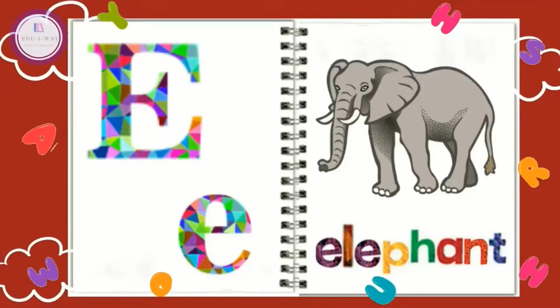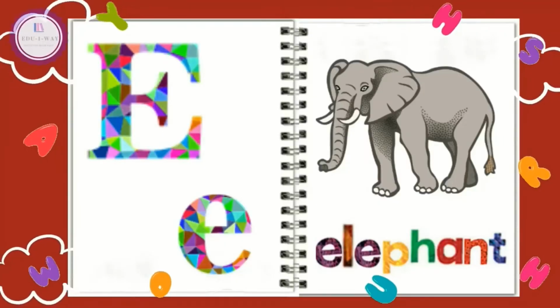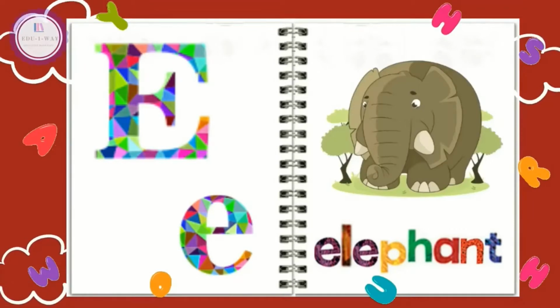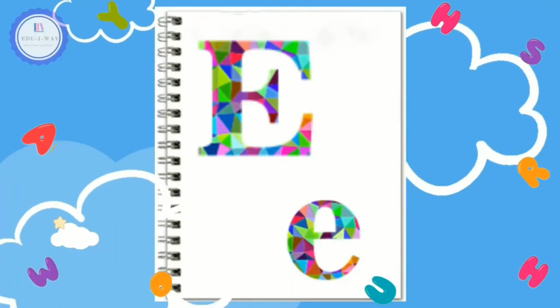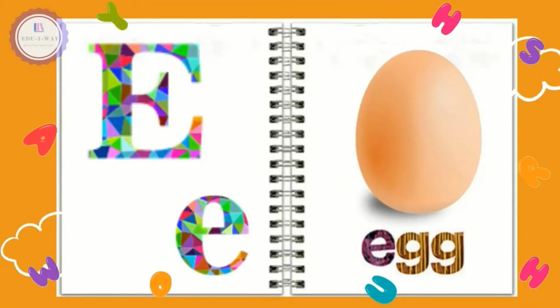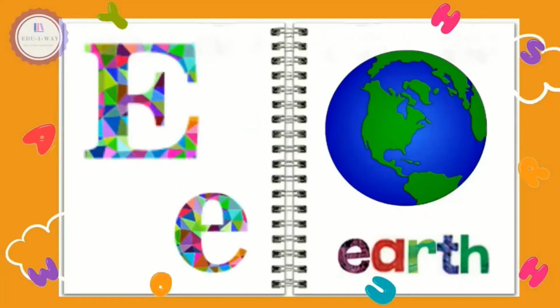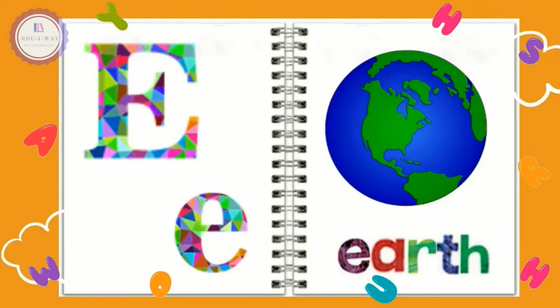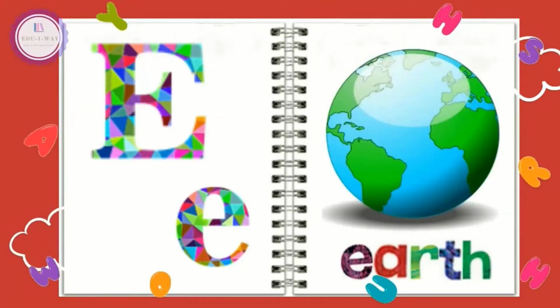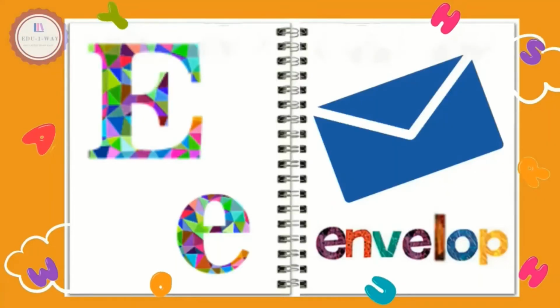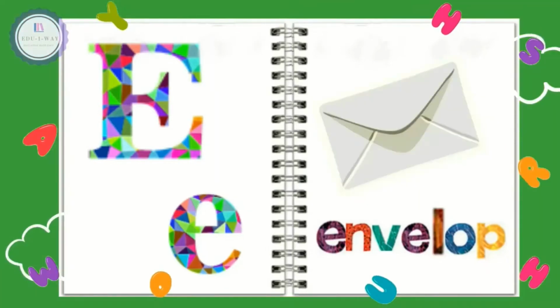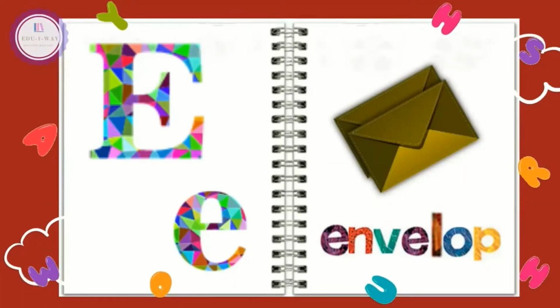E for elephant. Elephants, elephants, elephants. E for egg. Egg, egg, egg. E for earth. Earth, earth, earth. E for envelope. Envelope, envelope, envelope.